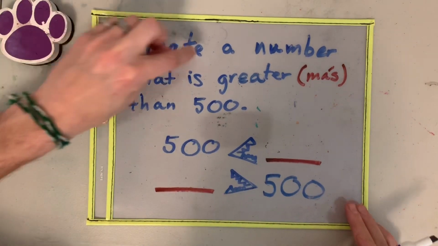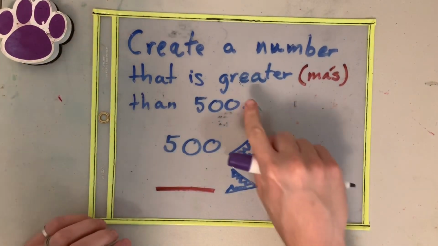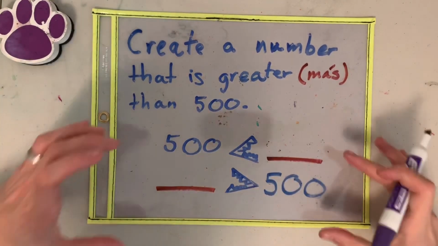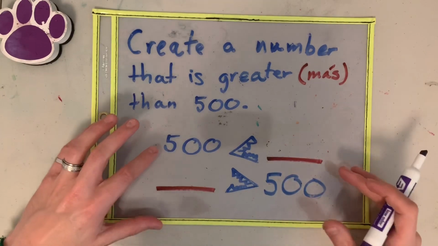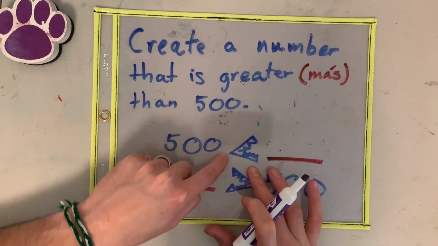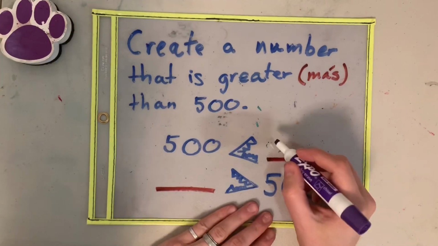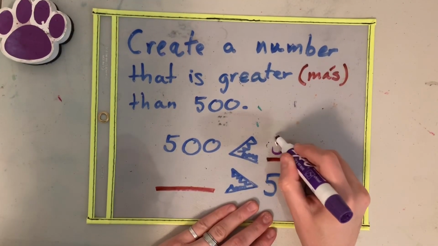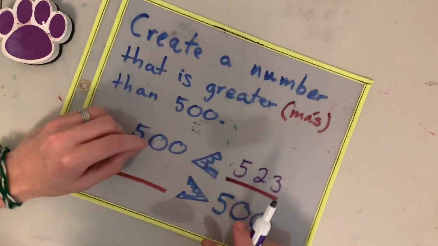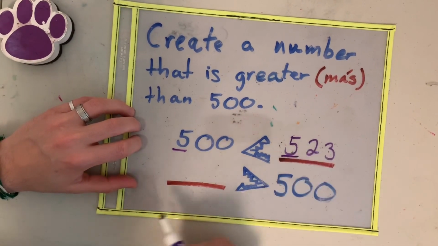We're going to create a number that is greater than 500. Remember that greater means más que 500. Again, we have to continue with practice here. We have 500 with the alligator. 500 is less than, which number should I pick? You know what? I'm going to pick this number, 523. If you can see over here, we have 500, and this is also 500.